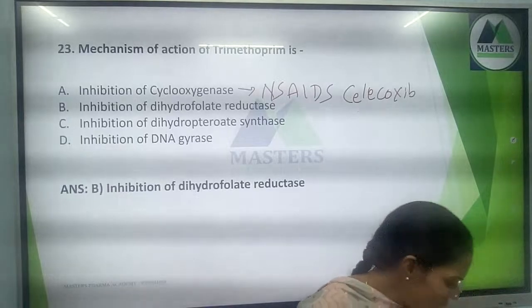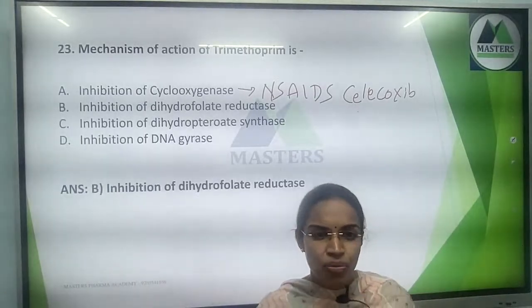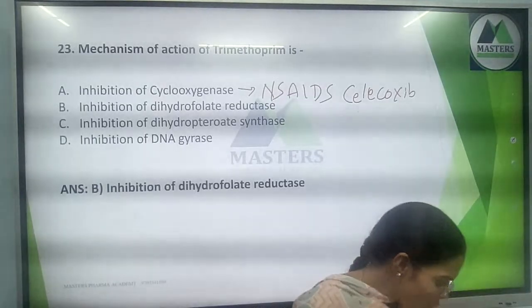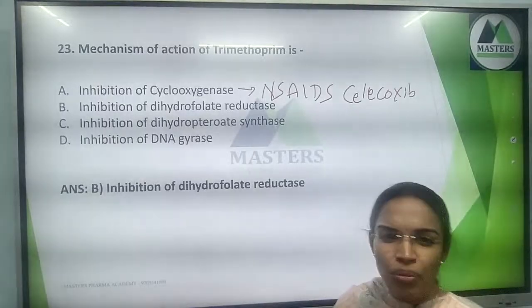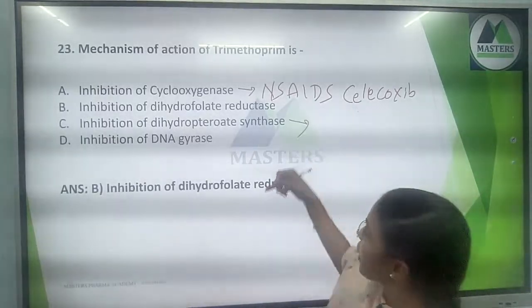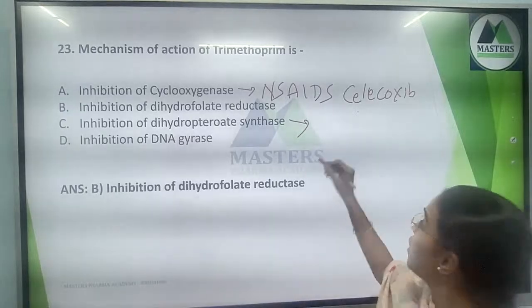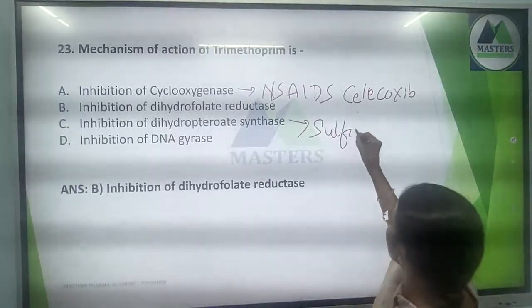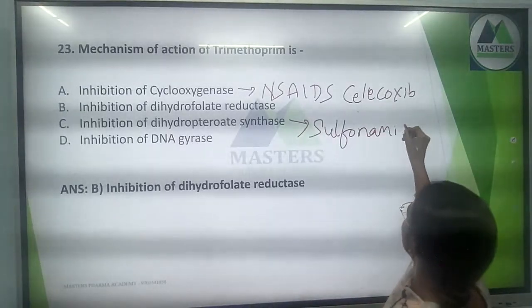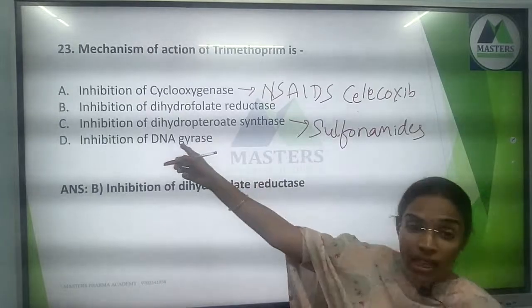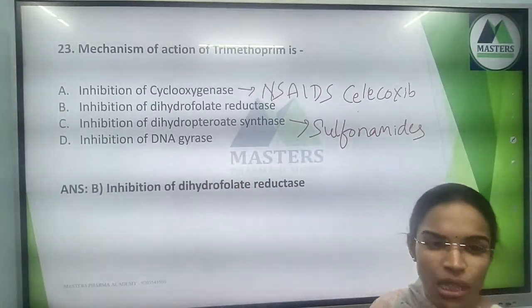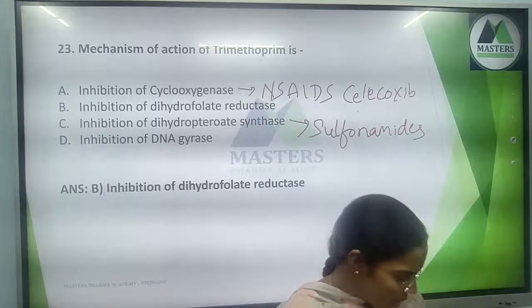Agents which inhibit dihydropteroate synthase, option C. Inhibition of dihydropteroate synthase is caused by sulfonamides.